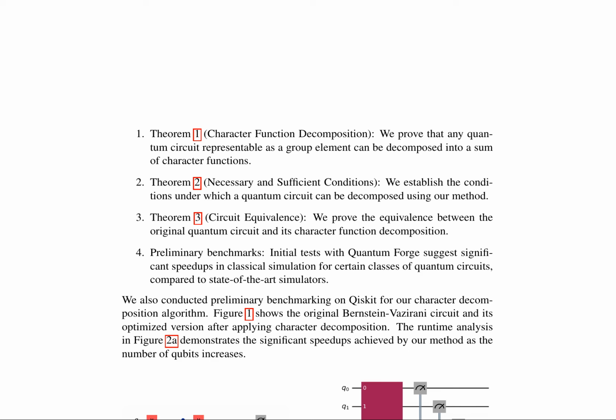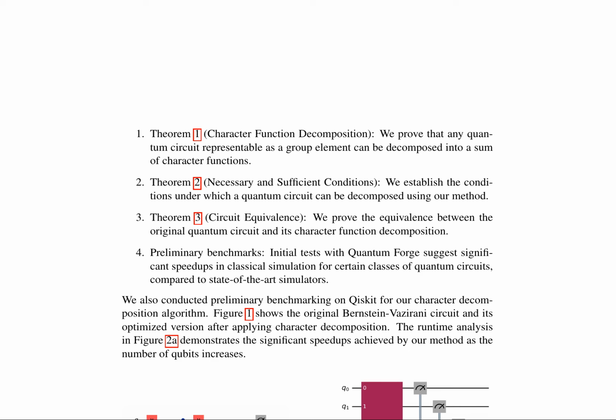The second theorem establishes the necessary and sufficient conditions under which a quantum circuit can be decomposed using this method. This theorem serves as a guiding principle for determining the applicability of the character decomposition approach to various quantum circuits. The third theorem, circuit equivalence, proves the equivalence between the original quantum circuit and its character function decomposition. This theorem ensures that the optimized circuit preserves the functionality of the original circuit.